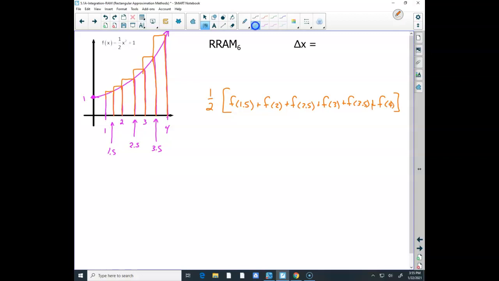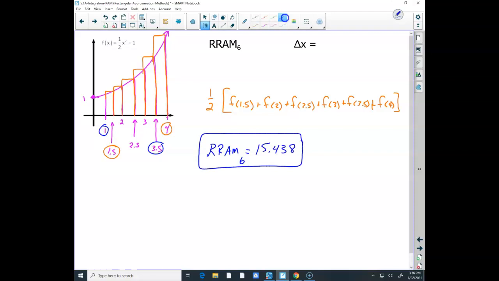Okay, and now, because what the right endpoint does is, when I'm using the right endpoint, here's my first functional height, here's my last functional height. When I'm using the left endpoint, my left is the first one, and my second to the last is the last one. And they just alternate. And when I do that, I find out my right RAM of 6 is going to equal, hopefully you're typing this into your calculator, hopefully you are pausing to try to do some of this stuff, 15.438 is what I came up with on that one, I believe.